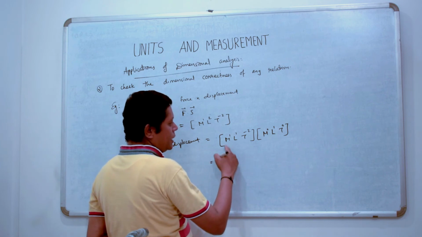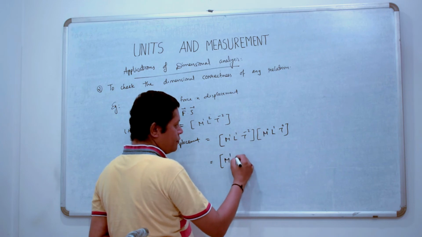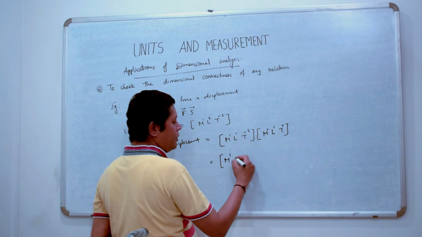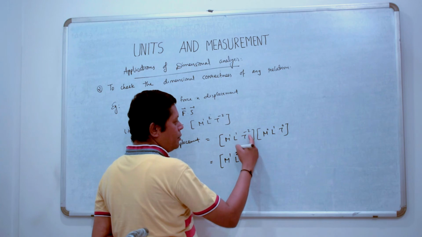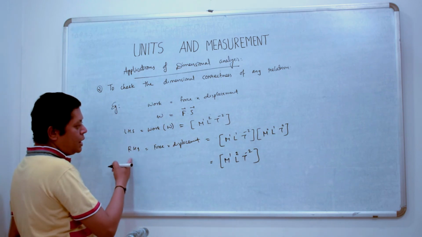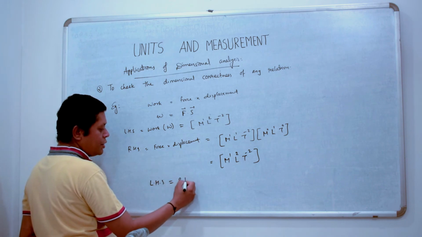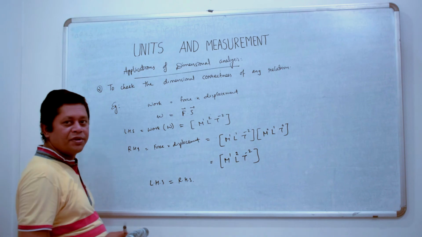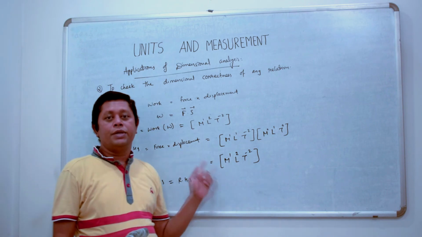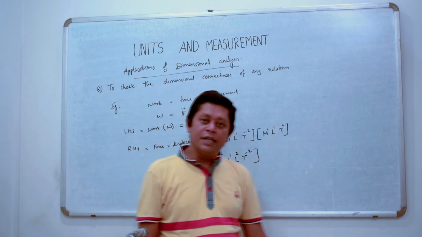So here it is M1 into M0, power is 1 plus 0, that is 1. L1 into L1, that is 1 plus 1, it is 2. Minus 2 plus 0 is minus 2. You can see LHS and RHS. Dimensionally LHS is equal to RHS. So the relation is dimensionally correct. This way you can check the dimensional correctness of any relation between physical quantities.